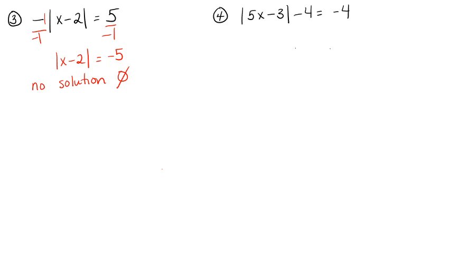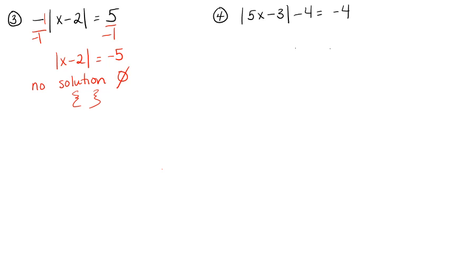Sometimes it's written like this too. For the 2 braces with nothing inside of it. Okay, so sometimes it's written that way as well. Okay? So I got the absolute value by itself, no solution.